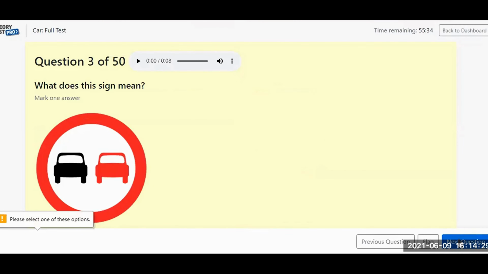Okay, now the next one, the third one. What does this sign mean? This sign means do not overtake. So then you choose the option and select do not overtake, no overtaking. If you're not sure, you can always flag it and go to the next one.